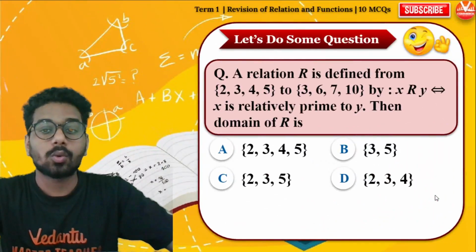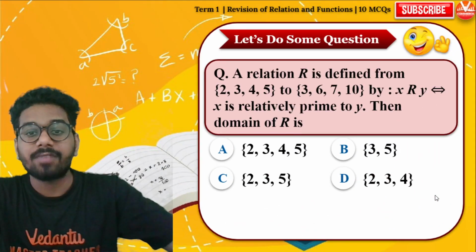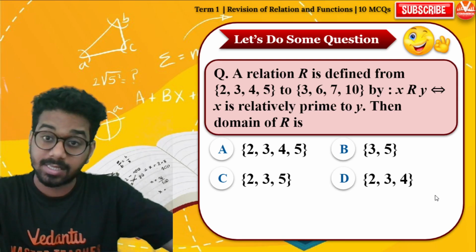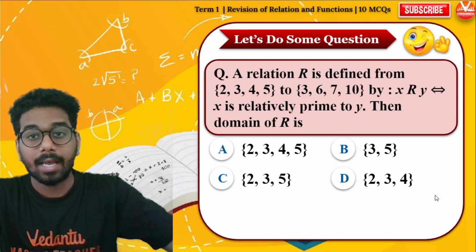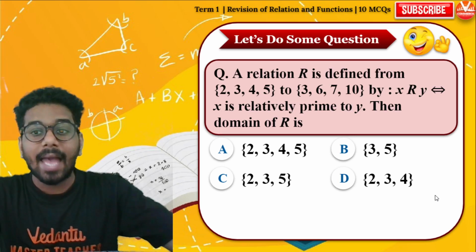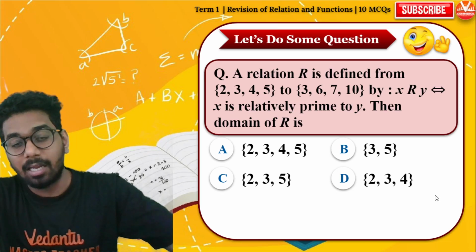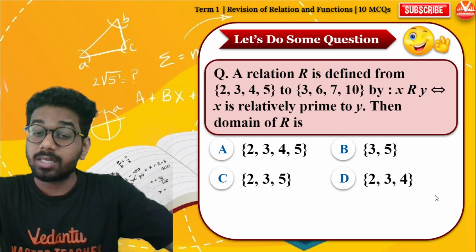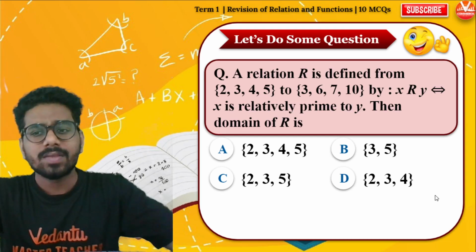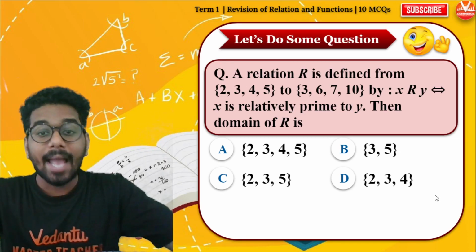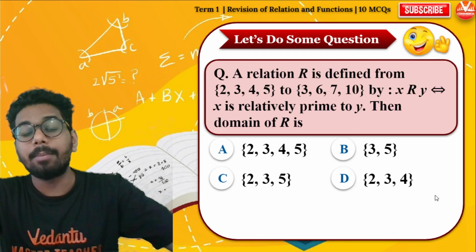Okay. Now, next question. A relation R is defined from {2, 3, 4, 5} to {3, 6, 7, 10}, from this set to this set, such that x is related to y. The first element is x and the second element of the ordered pair is y. First element taken from the first set, second element taken from the second set. How? x is relatively prime to y.